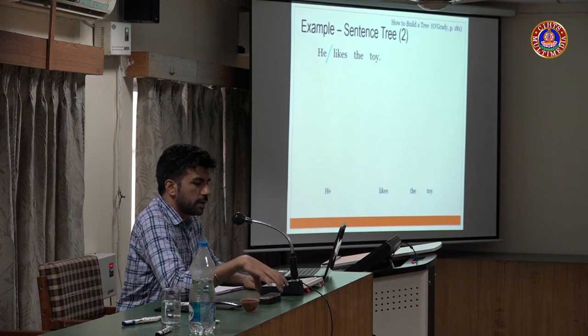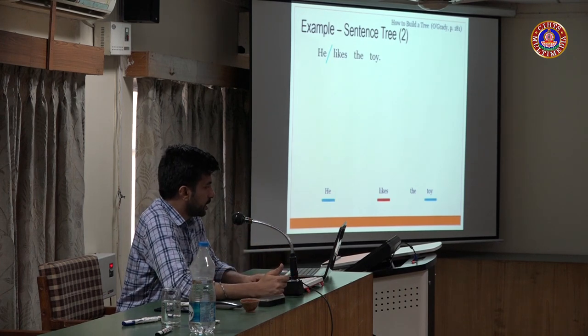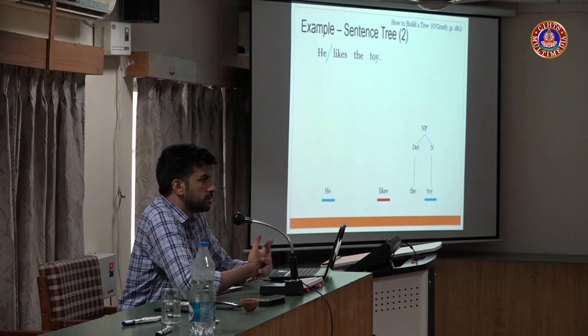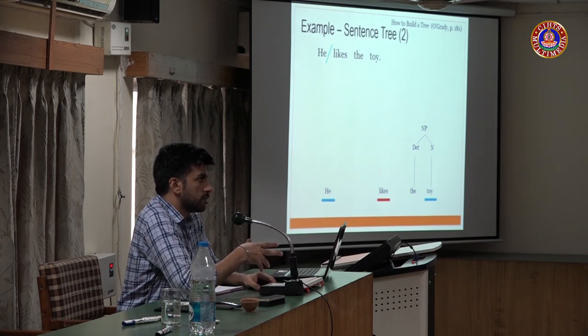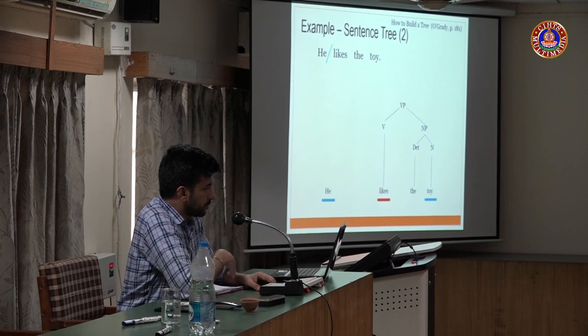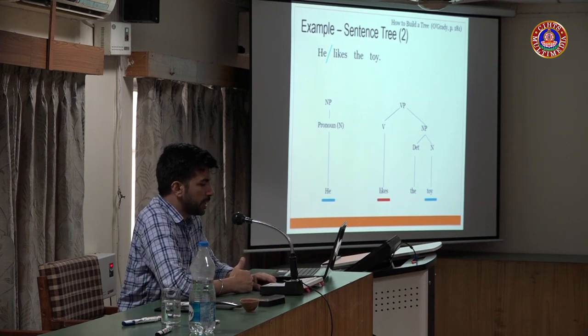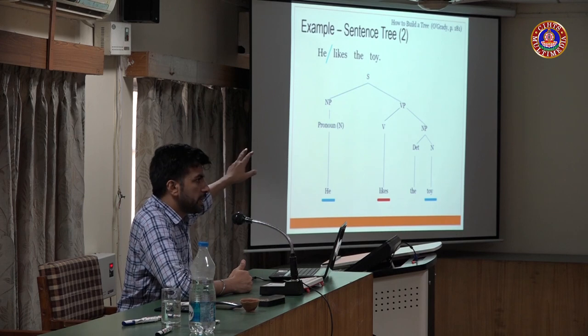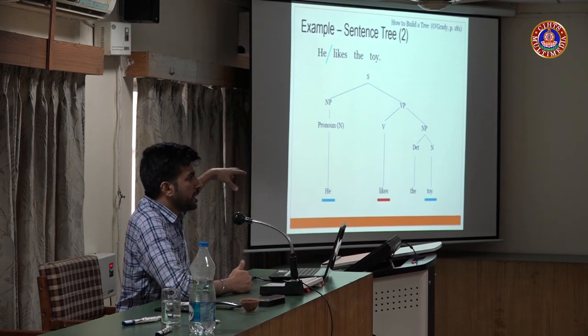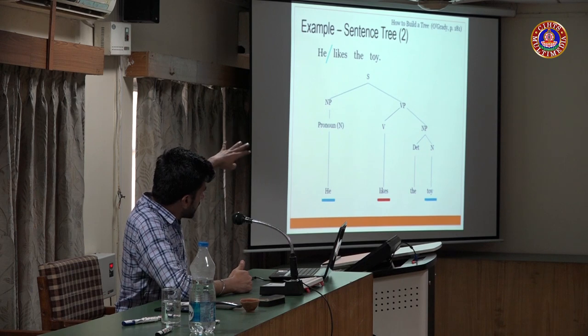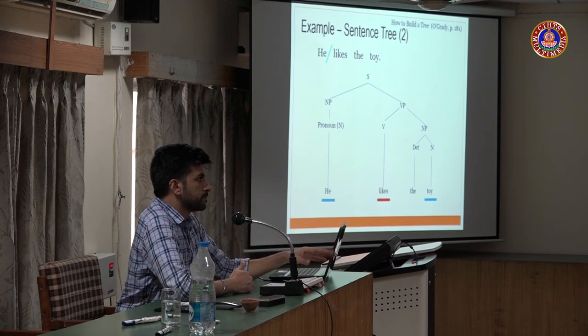Then you assign their individual constituents or grammatical categories. See, toy is the noun, the is the determiner, this is your noun phrase. Likes the toy is the verb phrase, you have to write it like this. And of course, he is your noun phrase. Pronoun is simply used in place of the noun. And now you will write the word S, because now you have looked into the complete sentence. This is the way of writing it. This is the root of the tree. S, the sentence, can be divided into a noun phrase and a verb phrase, but the verb phrase will have another noun phrase like that.